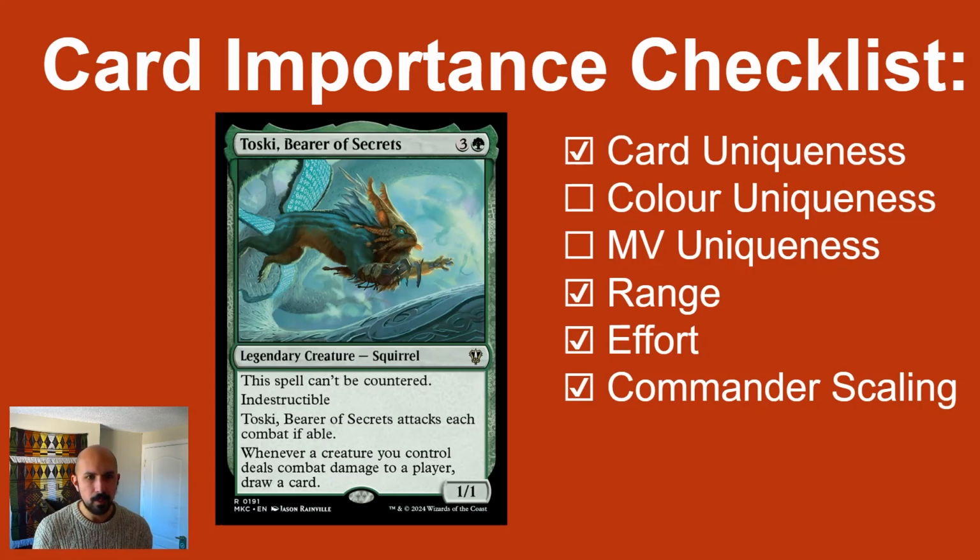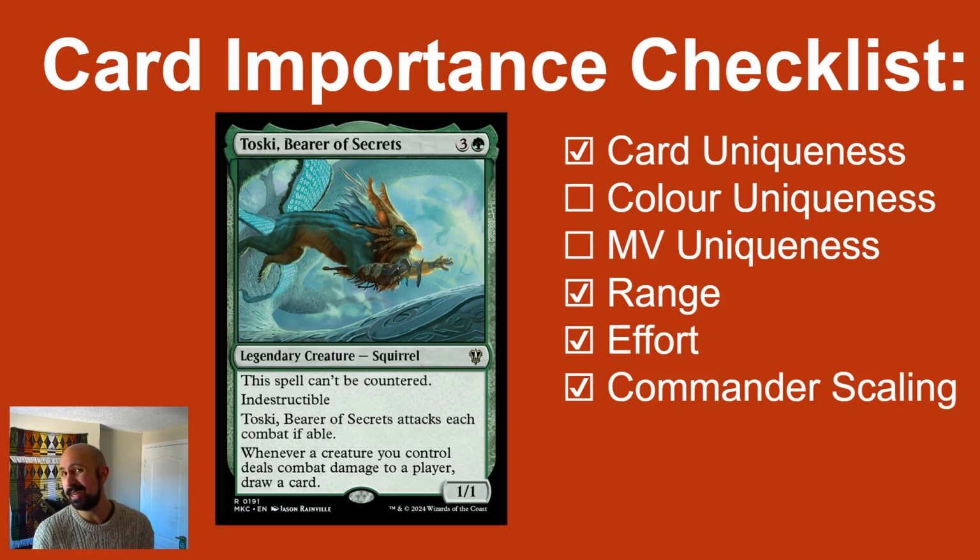Another card, just looking at more examples, we've got Toski. This is a very unique card. Nothing really works like Toski, though there are elements of how Toski works. All of this text beforehand, the spell can't be countered, indestructible, and attacking each turn. These aren't things we find on other cards that have a similar effect, so that's unique.